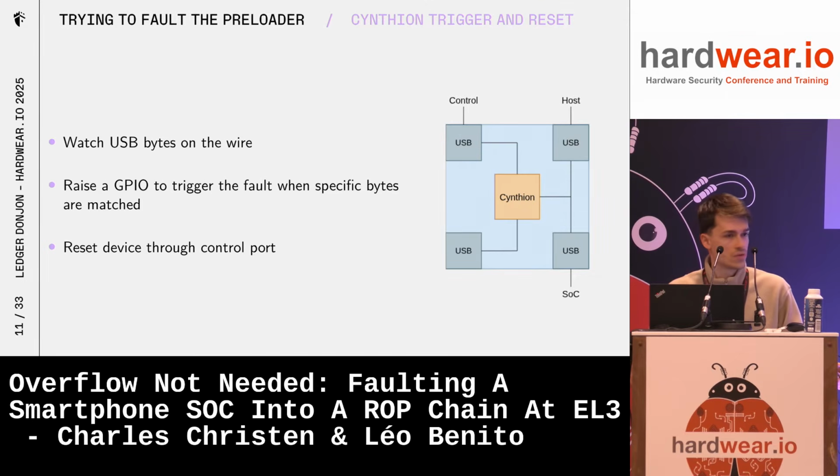For a successful fault injection setup, we also need a reset in order to start from a fresh state before each fault. So luckily the Cynthion has a feature that allows to enable or disable the USB power to the SOC. So by disabling and then enabling the USB power, we can implement a reset for the SOC. And we control that through the control port, on which we expose the USB device implemented on the Cynthion.